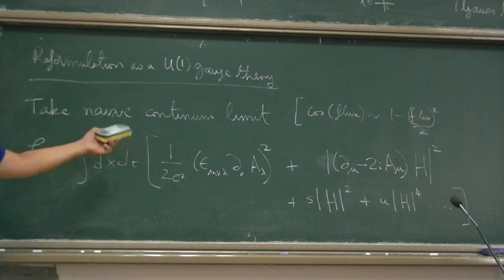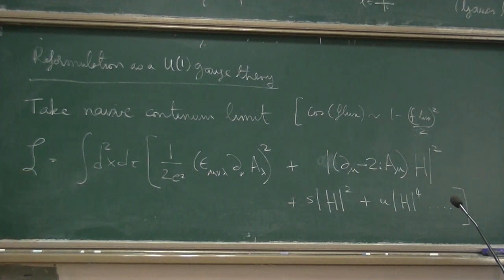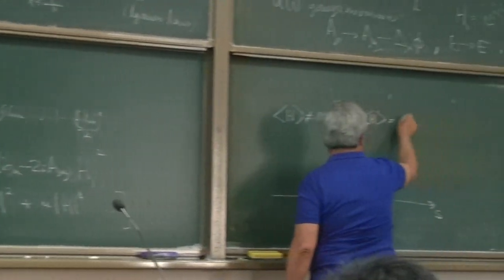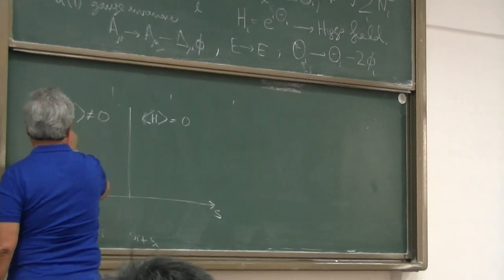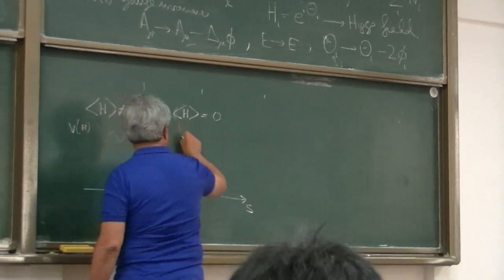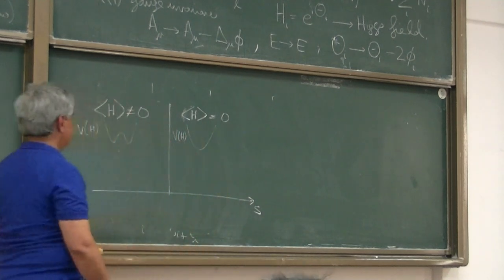All right, now if I just take this theory naively, it has been studied a great deal. This is just the Landau-Ginzburg theory of superconductivity. And what do we know about the phases of this theory? Well, as a function of s, it has two phases: the superconducting phase and the other phase. What we would now like to call the Higgs phase, H not equal to zero, and H equal to zero. Here the potential V of H looks like a Mexican hat, and here V of H looks like this.